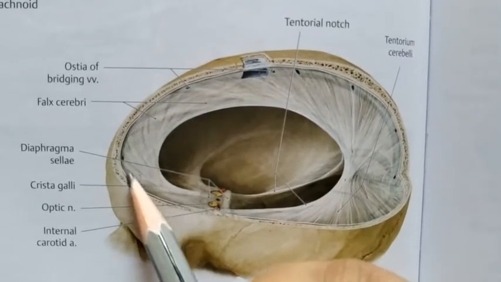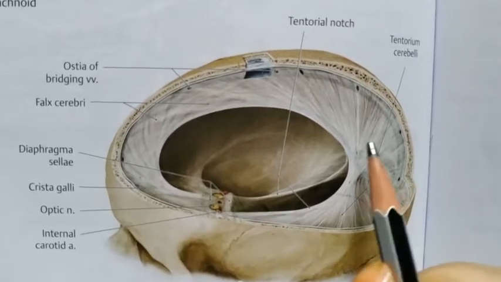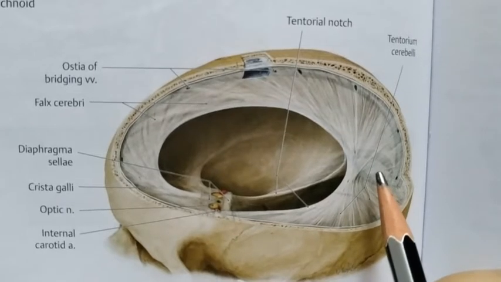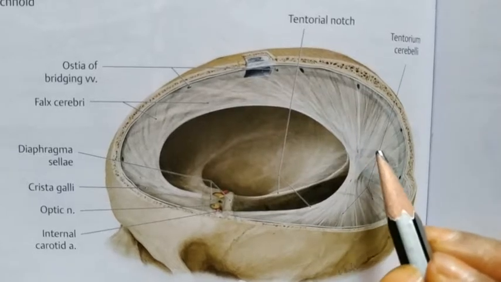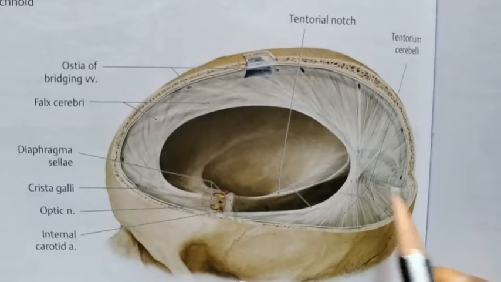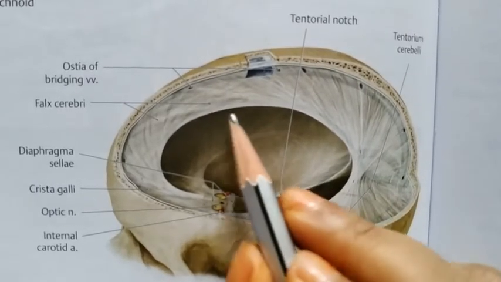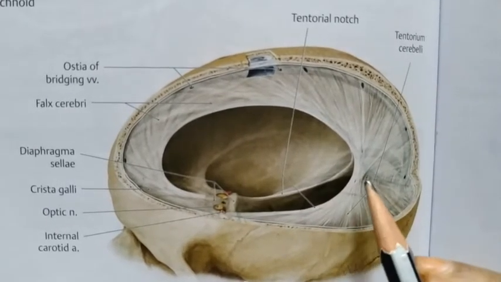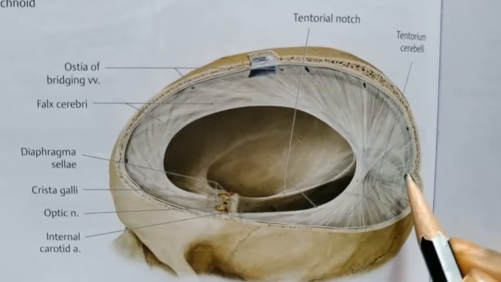The anterior narrow end is attached to the crista galli of the ethmoid bone, and the posterior broad part is attached to the upper surface of the tentorium cerebelli. This posterior broad part contains the straight sinus. The straight sinus also receives the inferior sagittal sinus and the great vein of Galen, and it continues to the left transverse sinus or the confluence of the sinuses.